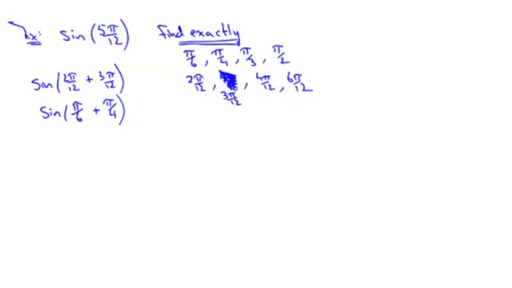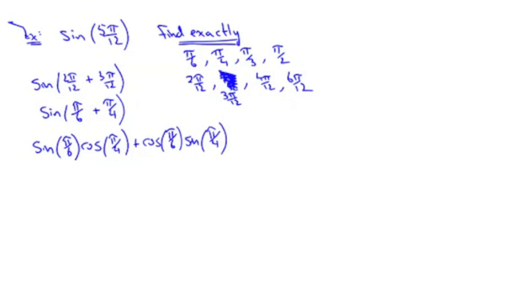Alright, so by the formula, this becomes sine of 2 pi over 12, oh right, sine of pi over 6, cosine of pi over 4, plus cosine of pi over 6, sine of pi over 4. Then you get to have fun.